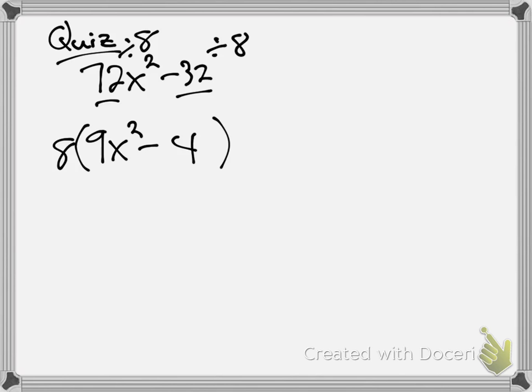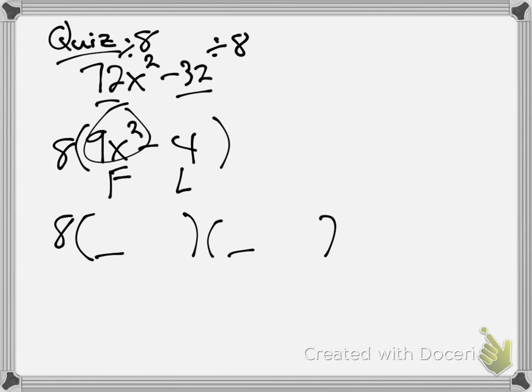Now, what do we do with 9x squared minus 4? We'll leave the 8 here. What is this? This is an FL, isn't it? Because it's only 2 terms, right? If it was 3, we'd do FOIL, F-O-I-L. But with 2, we just do FL, which just means the 2 parentheses, front times front to make front. What times what makes 9x squared? 3x and 3x.